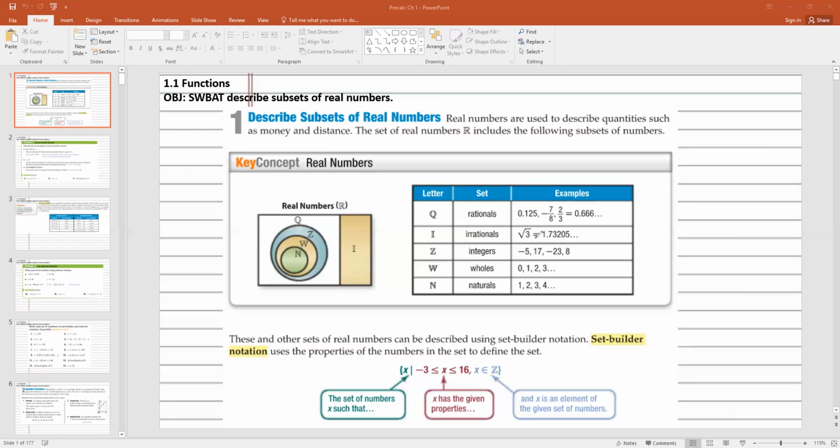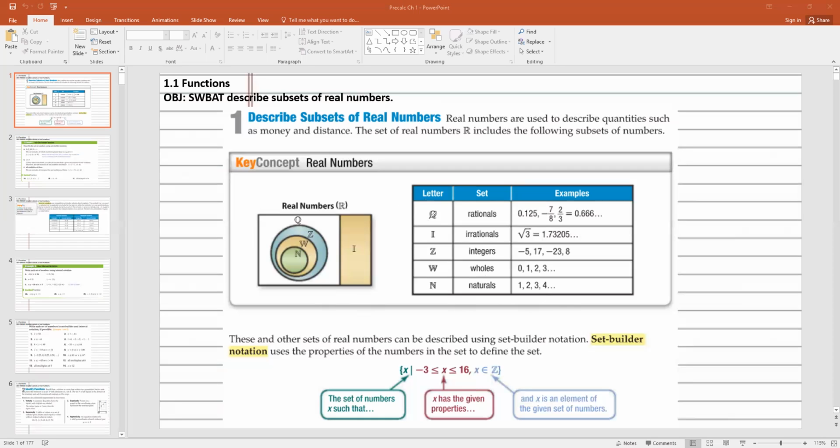Integers are like whole numbers, including 0, that has positive and negative numbers. And whole numbers are just the counting numbers plus 0. So 0, 1, 2, 3, 4, 5, 6, 7, etc. All positive numbers. Then natural numbers, counting numbers: 1, 2, 3, 4, 5, 6, 7, all the way to infinity. And those are the ways to write them.